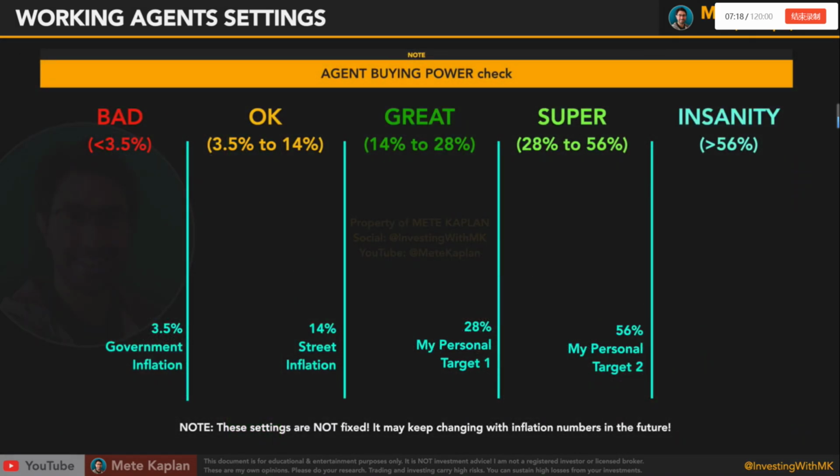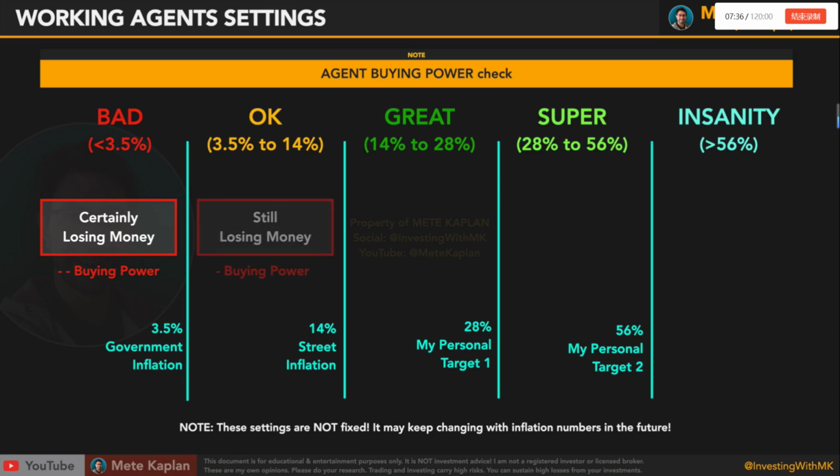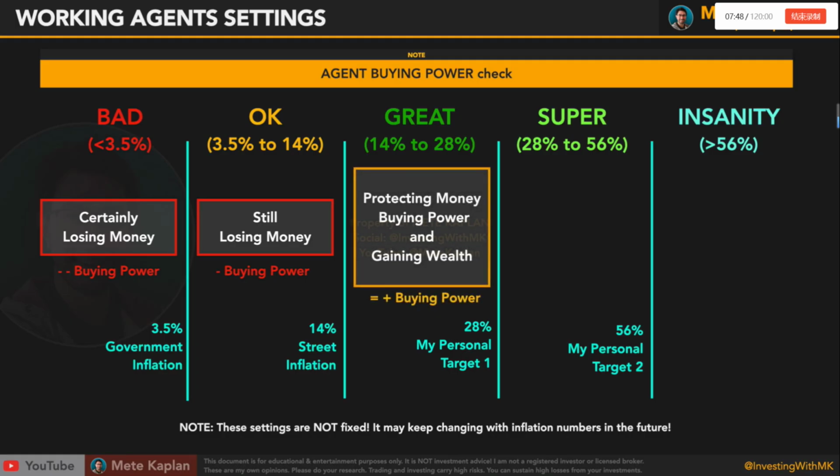Let's recap and give some examples. Let me repeat. If my agent's buying power is under government inflation, which is 3.5%, the highest number in the last 12 months in the United States, I am losing so much buying power and getting poor. If it is under the street inflation, it is not horrible, but still I am losing buying power. Once my agent's buying power is over government and street inflations, finally I am protecting my investments, my buying power, and start gaining some purchasing power.